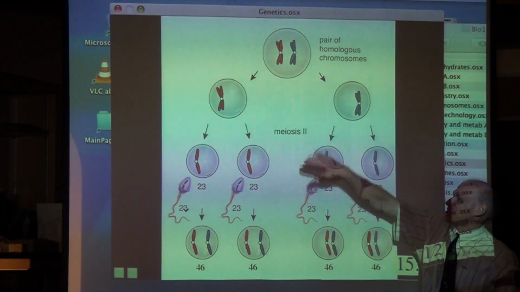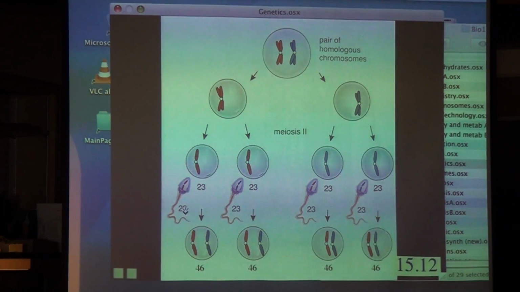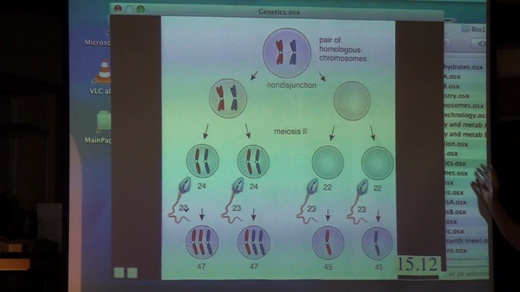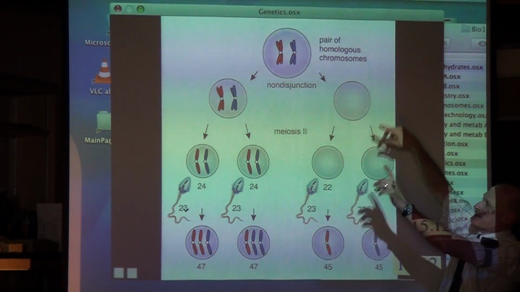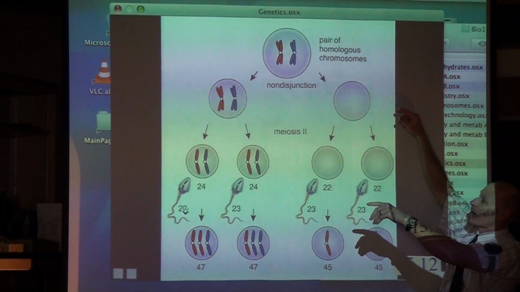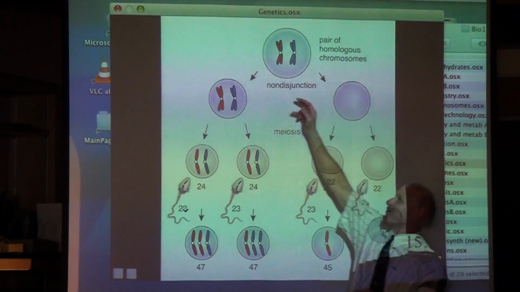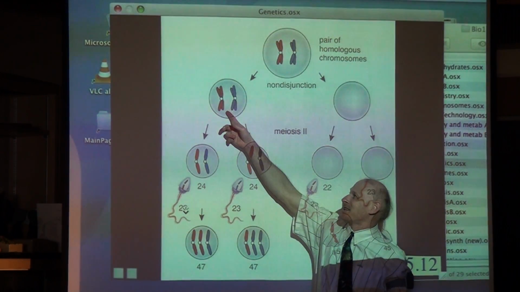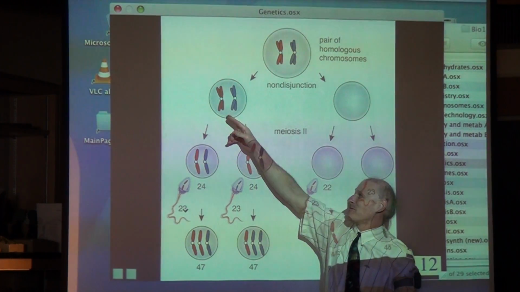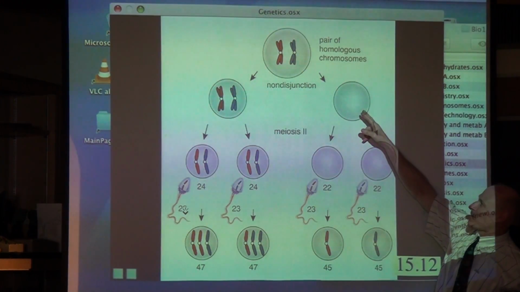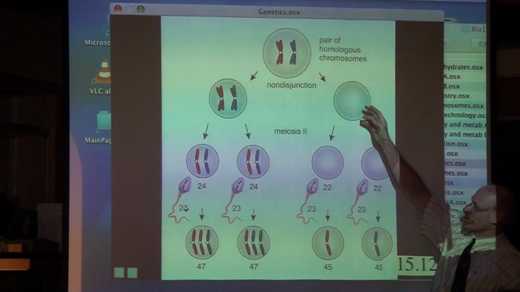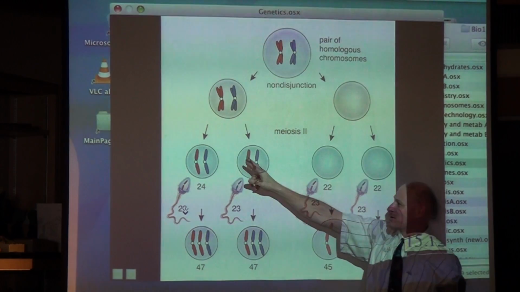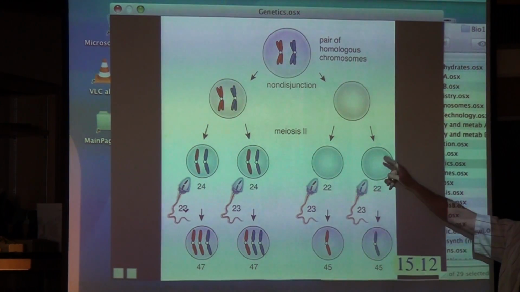Now let's see some non-disjunction here in the egg production. Non-disjunction happens. The 2 homologous chromosomes didn't do what they were supposed to do. They didn't separate in meiosis, and so 2 end up here. So we've got 2 chromosome 21s in this egg, even though we're only supposed to have 1. And this one doesn't have any chromosome 21s, even though it's supposed to have 1. You're going to get that same pattern even after meiosis 2: 2 chromosome 21s, 2 chromosome 21s, no chromosome 21s, no chromosome 21s.